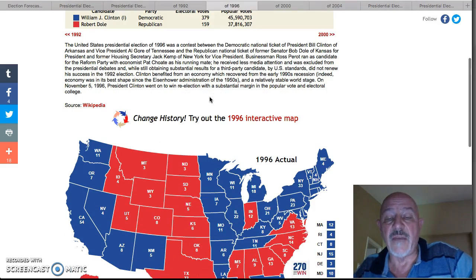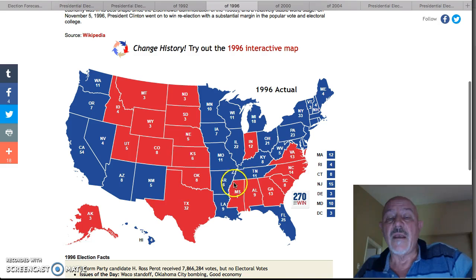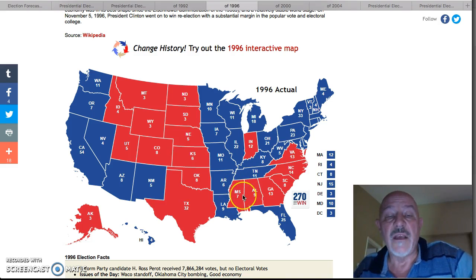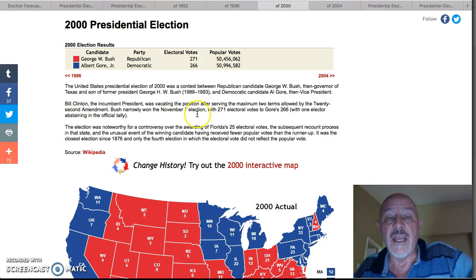So let's look at that now. Okay, in this one we see that Senator Dole was able to take the central and west states. Interestingly, he did not capture Arizona and New Mexico. He did get all of the South and Indiana, but not Florida. Okay, so let's move on to George W. Bush's election in the year 2000.